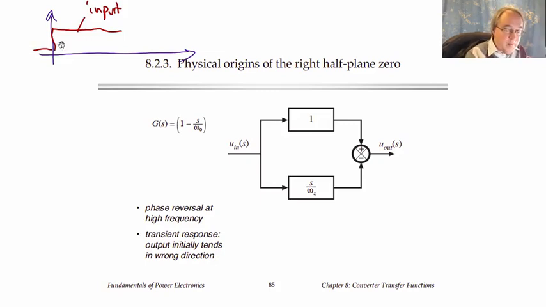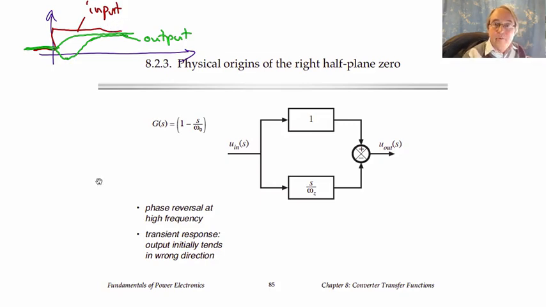And we would hope that the output would follow the input. Perhaps there's some transient response that has some lag and takes some time to get there, but we would like the output to eventually rise and follow the input. But the right half plane zero response has the characteristic that the output goes initially the wrong direction. So the output goes down instead of up. And then eventually, after some substantial time, it catches up and goes the right way and follows the input.